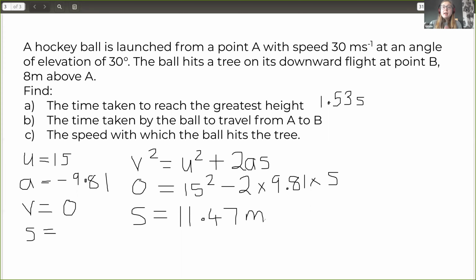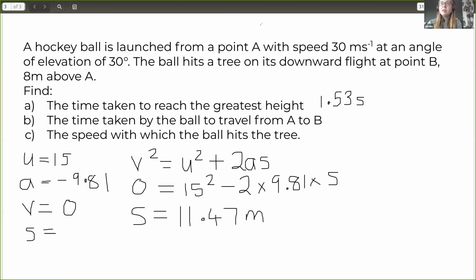The reason I've worked out the greatest height is I now know that I'm going to be working out the time it takes from the ball to get from 11.47 meters to 8 meters, or the time it takes to travel 3.47 meters, the difference.